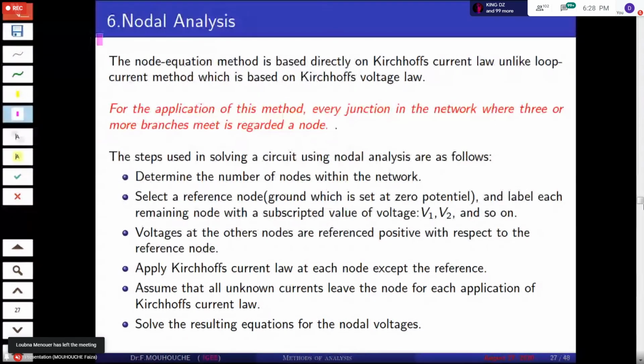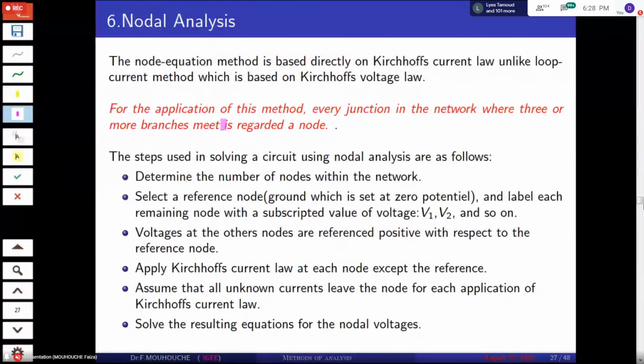Now we pass to the second method, which is nodal analysis. The node equation method is based directly on Kirchhoff's current law, unlike the loop current method, which is based on Kirchhoff's voltage law.